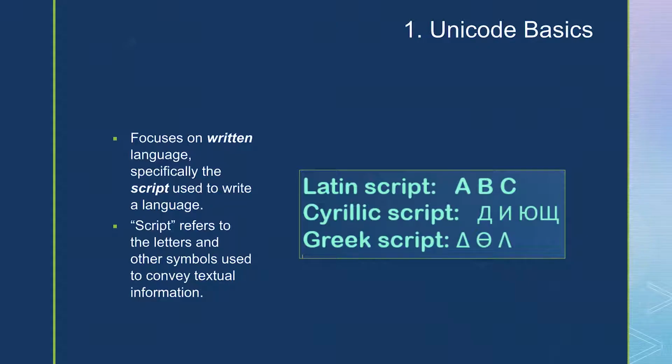The focus of the Unicode standard is on the written version of language, specifically the script used to write one or more languages. By script, I refer to the letters and other symbols used to convey textual information. Scripts include Latin or Roman script, Cyrillic, and Greek, for example.